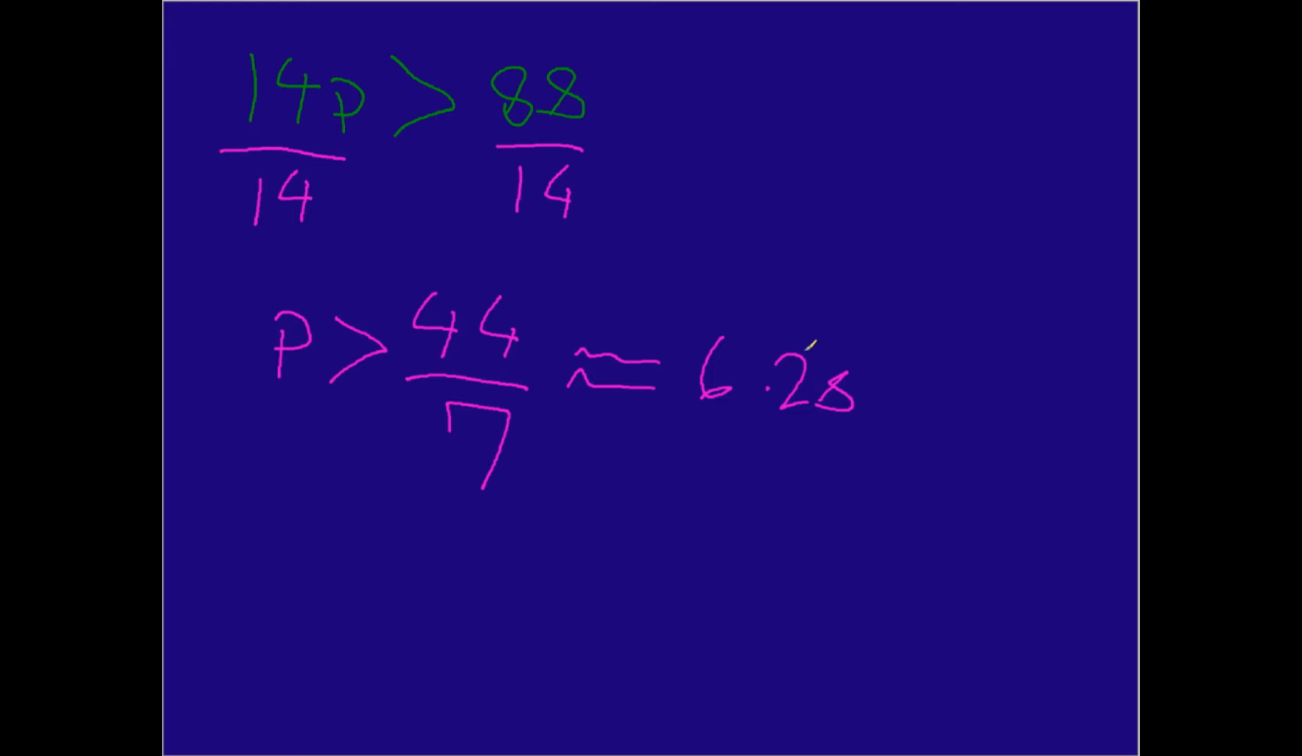Whatever you put in for p needs to be greater than 6.28. That's kind of how it works out. Now, that was a basic example. Notice how the mouth never moved.